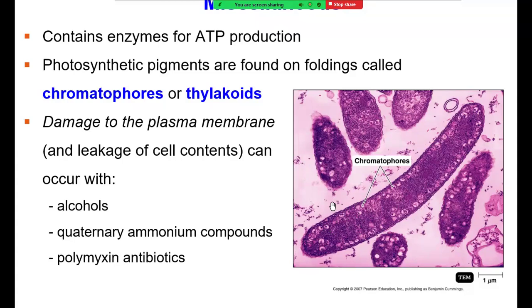Any question about how we damage the cell membrane? Let me shrink that down now.